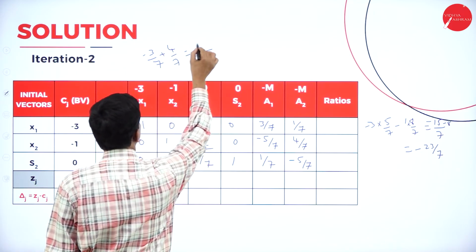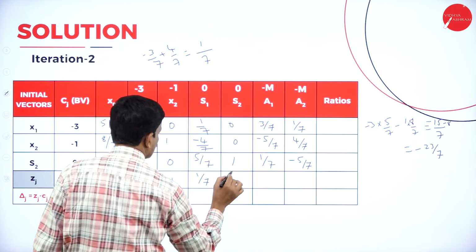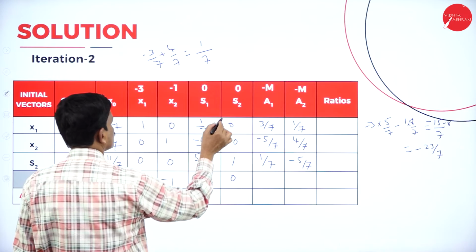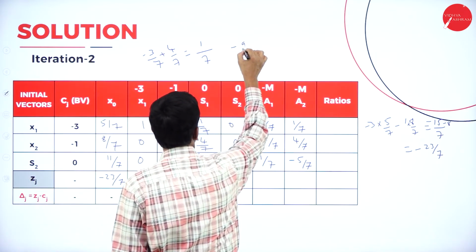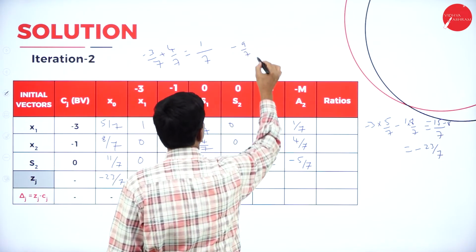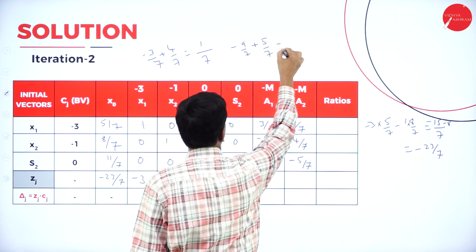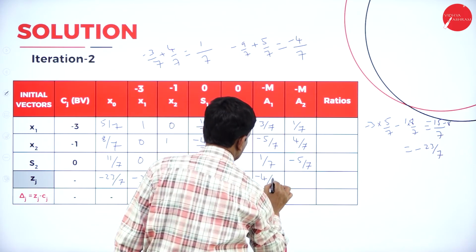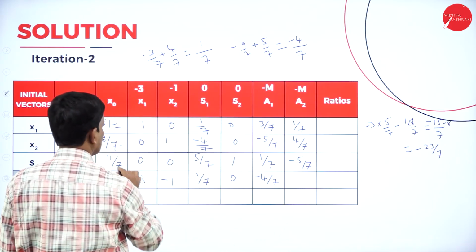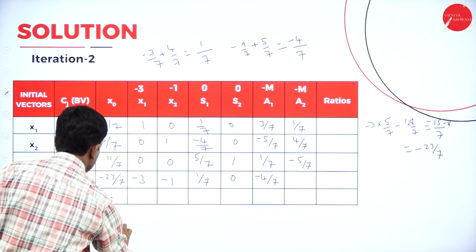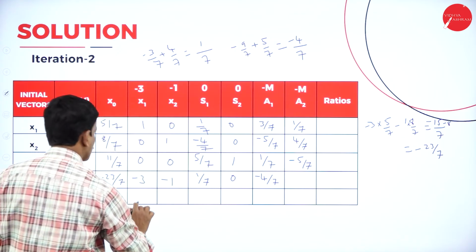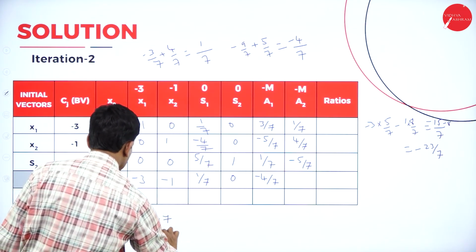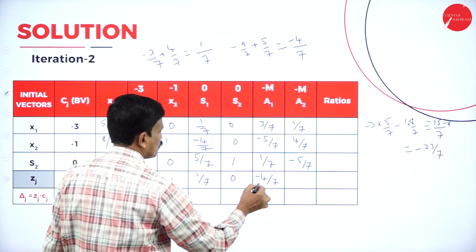This is, 7 is LCM. This is 1 by 7 again. 0 and this is 0. Again minus 3 by 7. Minus 3 3s are 9 by 7. Again minus into minus plus 5 by 7. This is nothing but minus 4 by 7. And the last is minus 3 by 7. Minus 3 by 7. Minus 4 by 7. And 0, this is minus 7 by 7, that's equal to minus 1.